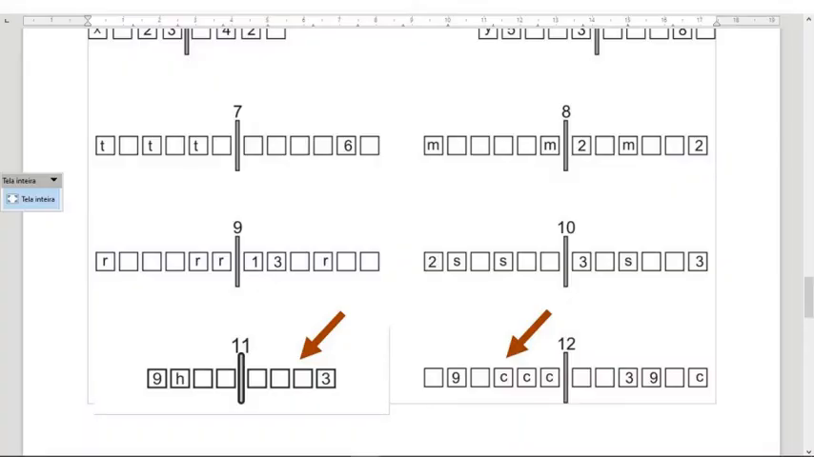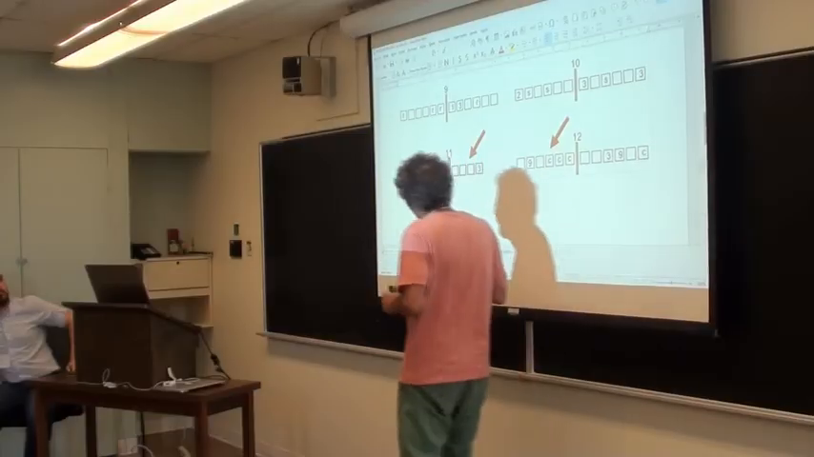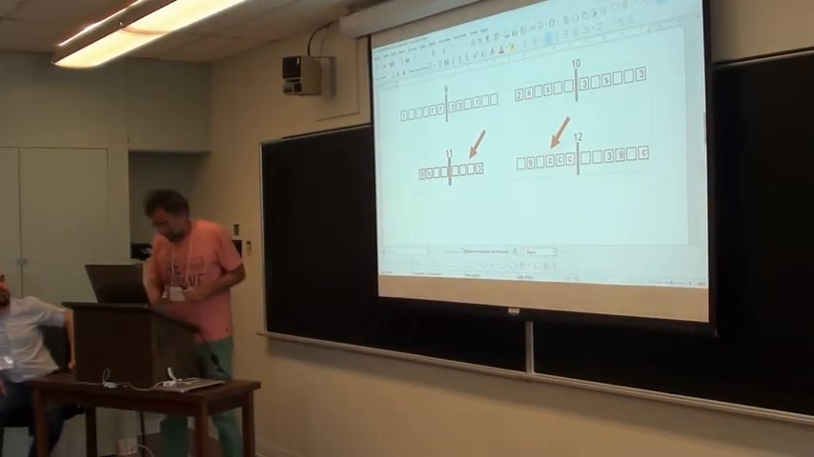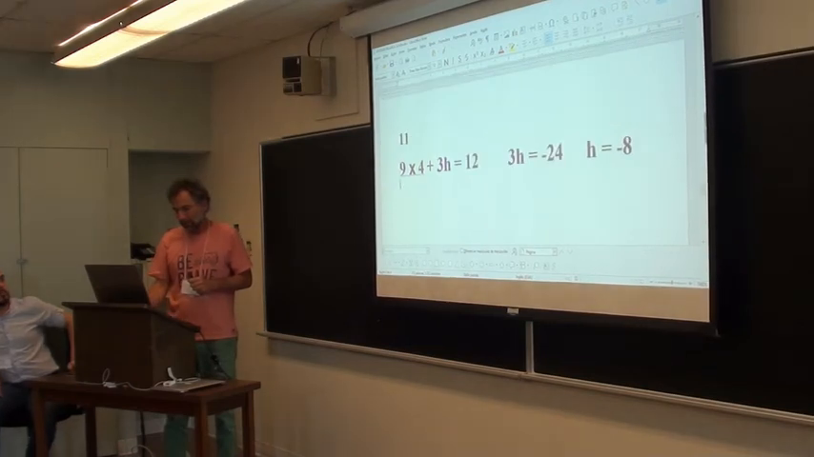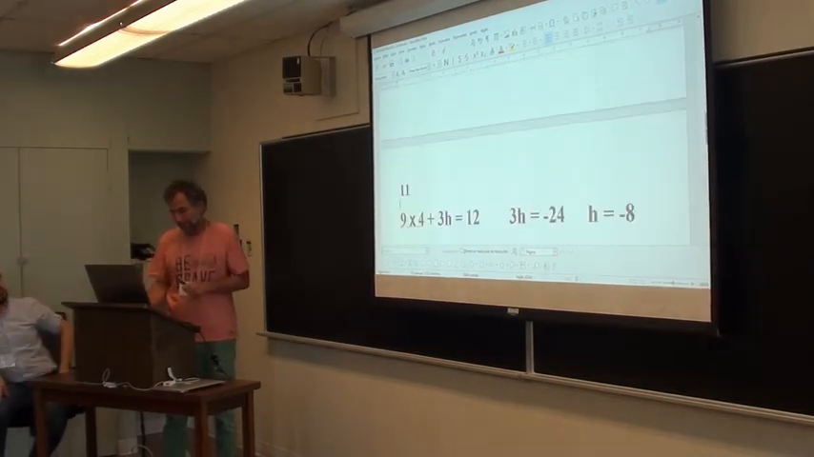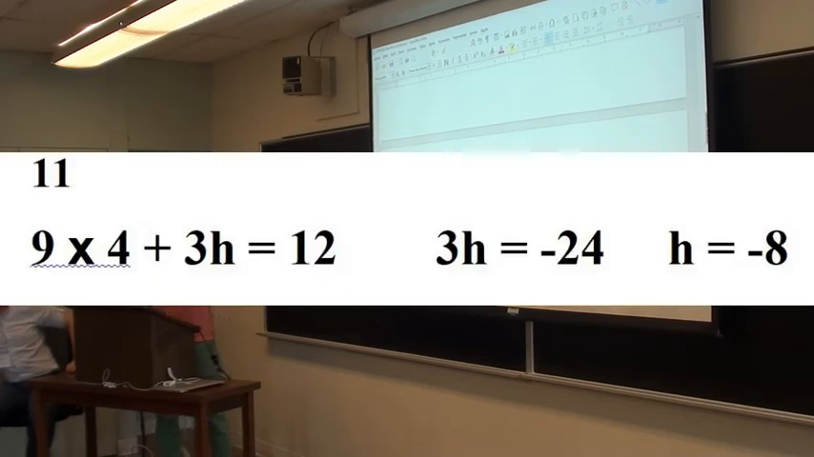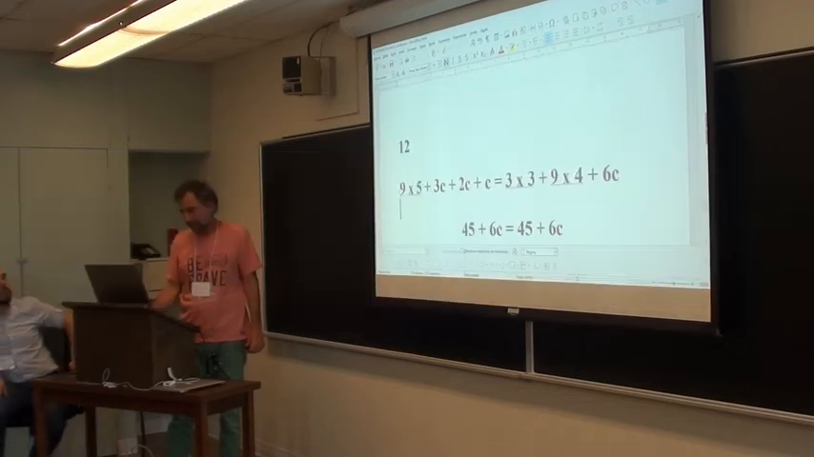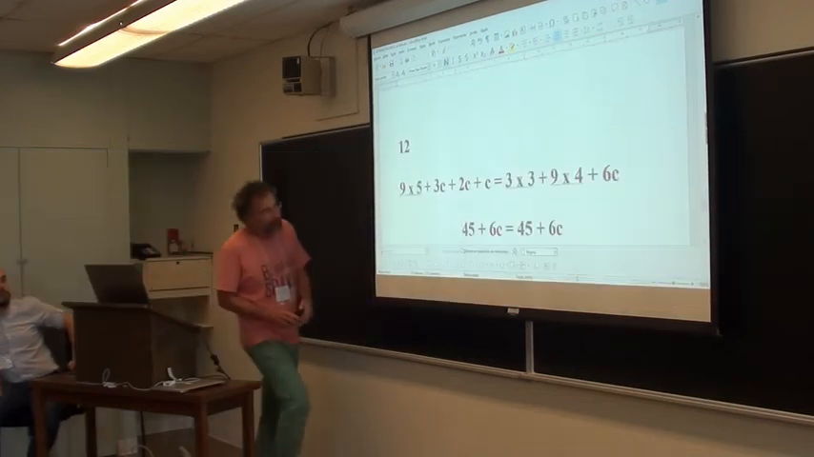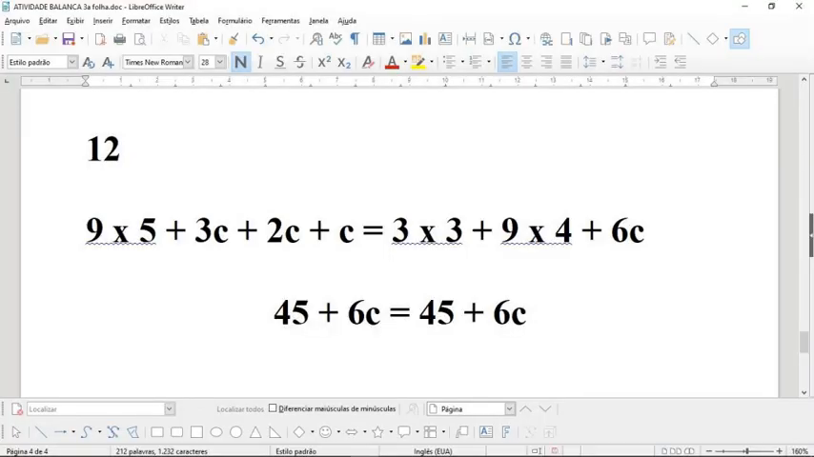This situation here is odd, because both situations are very challenging for the students. The number 11 is that one here. The 8 is minus 8. It has no solution. When we think about the physical weight, it doesn't have a solution. And here, the other one, we end up with 6C equals 6C, so the solution can be any weight.